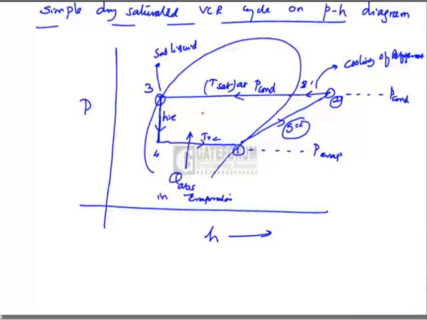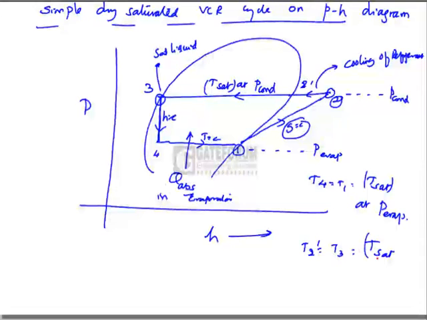So this is the pH chart. During 2'-to-3 temperature remains constant. During 4-to-1 temperature remains constant. What is 4-to-1? T4 is equal to T1, which is Tsat at evaporator pressure. T2' is equal to T3, which is equal to saturation temperature of refrigerant at condenser pressure.